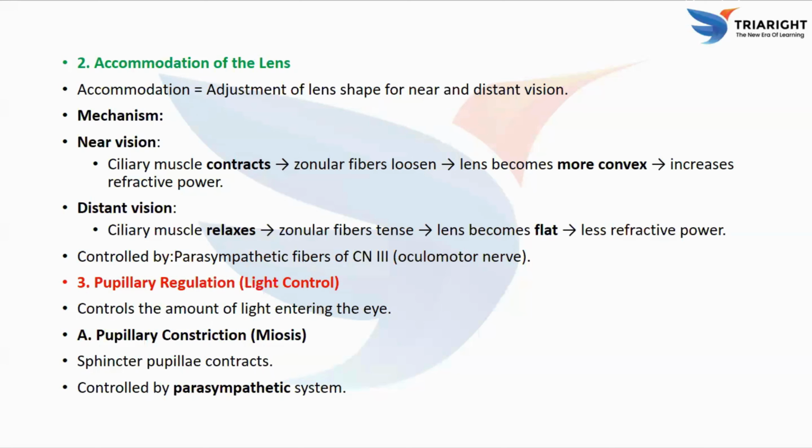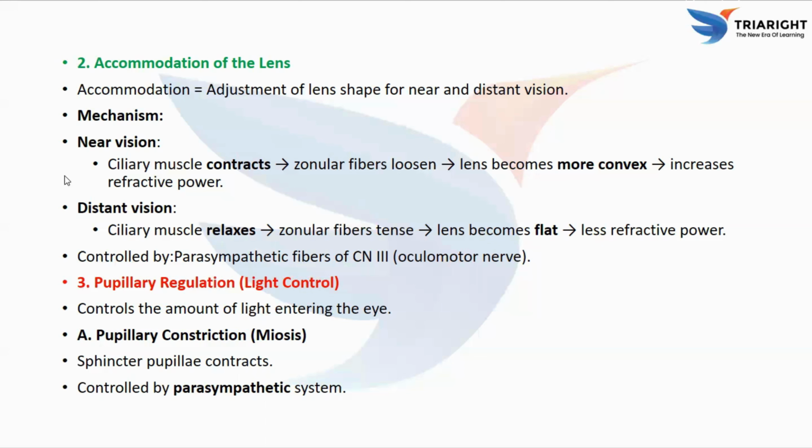Near vision means looking at something close. In the case of near vision, what happens? It increases the lens curvature, which increases the focusing power. So what's the process over here? First, the ciliary muscle contracts. This makes the zonular fibers loosen, so they become relaxed. Then the lens becomes more convex, thicker or rounded, and the refractive power increases. Because of this, the light bends more strongly, which helps to focus on near objects. Always remember, a contracted ciliary muscle results in a rounded lens and near vision.